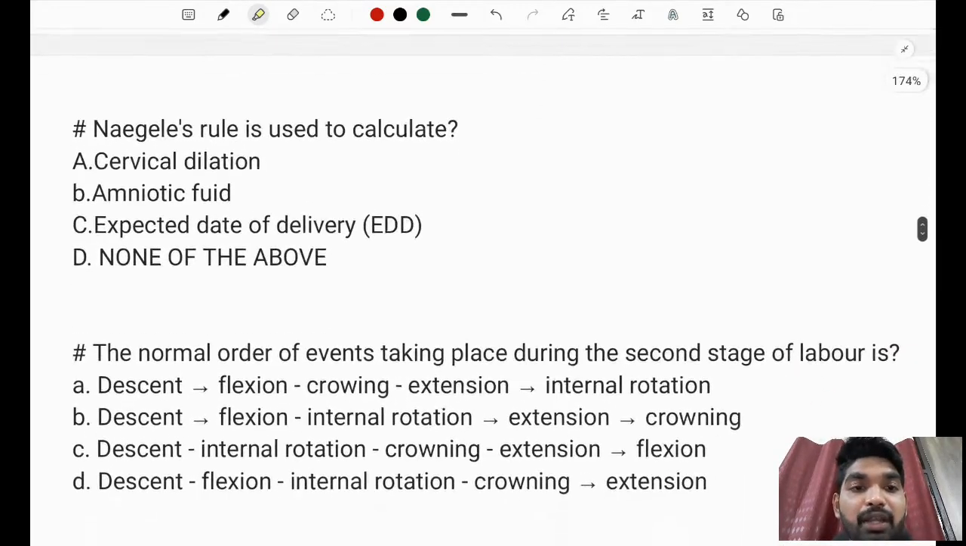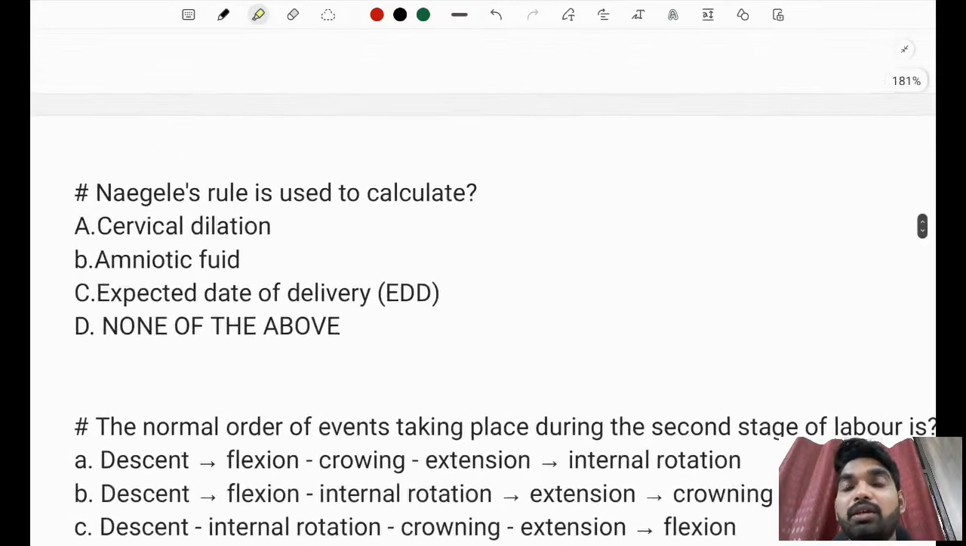Yes, Sai Teja, you are right. It is fetal heart in ultrasound. Next.